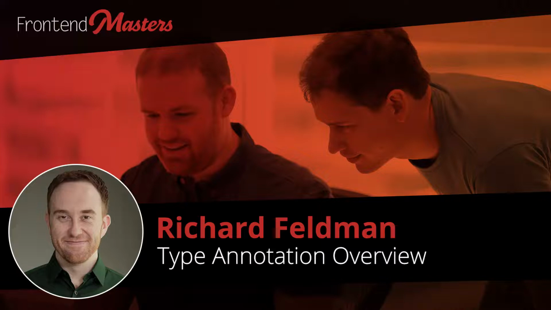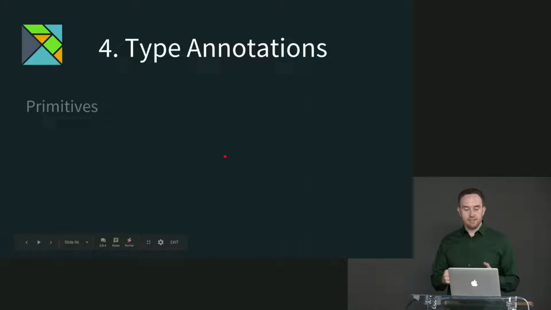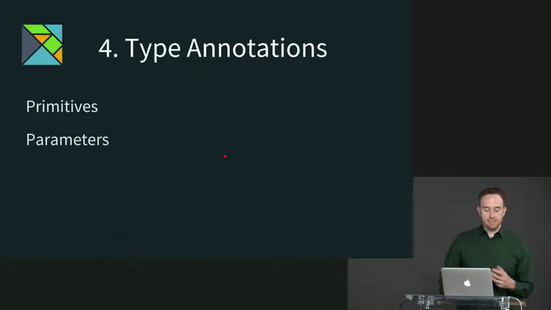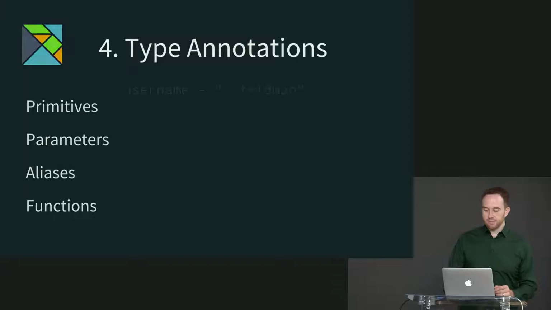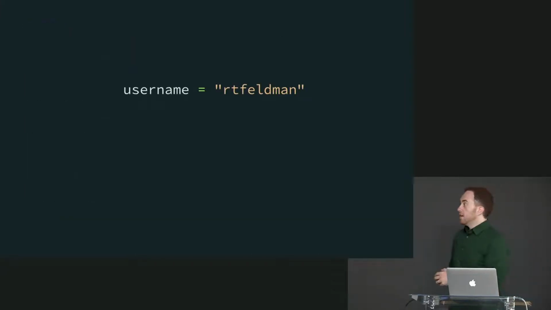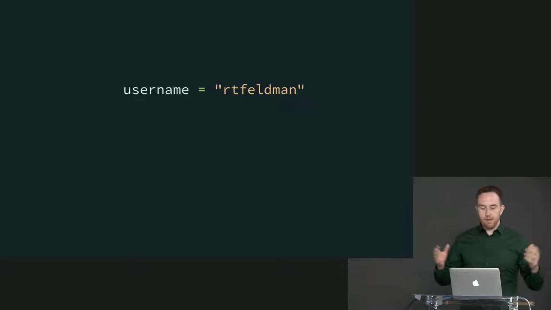So we're going to talk about 4 different types of type annotations, or sort of 4 categories. One is annotating primitives, talk about annotating type parameters, type aliases, and typing functions. All right. So let's start with a plain old declaration of the type we've seen many before. So username equals the string RT Feldman.